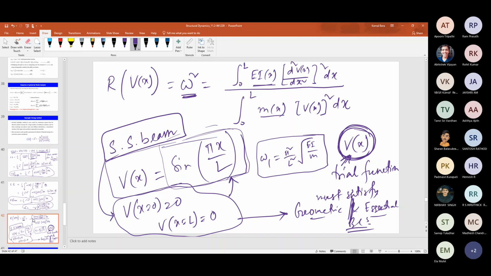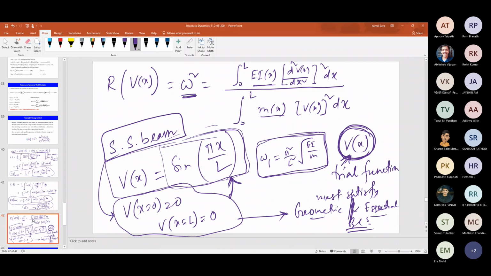You see, for r equals 1, sin(r pi x by L) is sin(pi x by L). So the trial function that you have chosen is nothing but the exact eigenfunction. That's why the fundamental frequency that we are getting is exact. That is the beauty of the Rayleigh method.